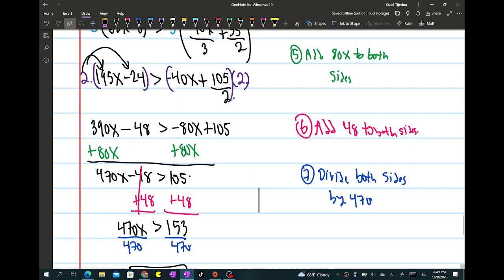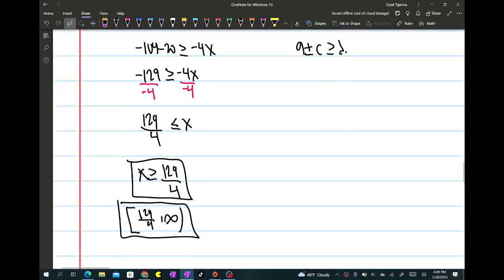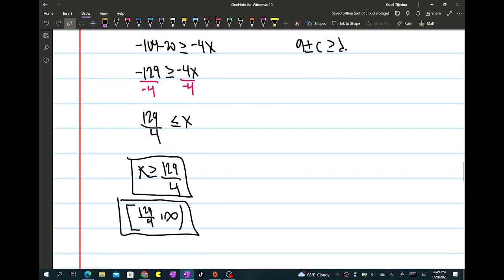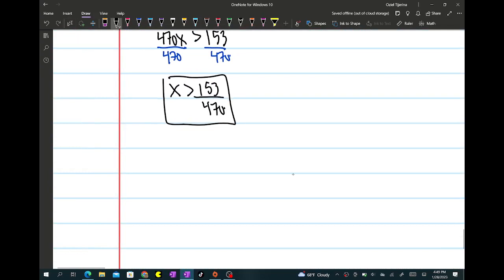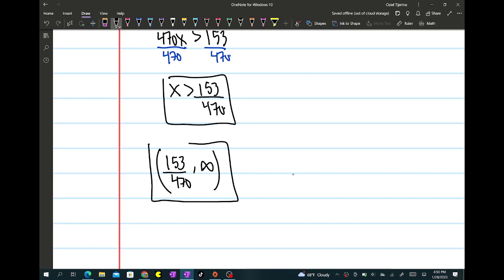Now, in interval notation, notice that this is greater than. So the way that you would write it is, this is going to be parentheses 153 over 470, comma, infinity. And this would be your answer in interval notation.